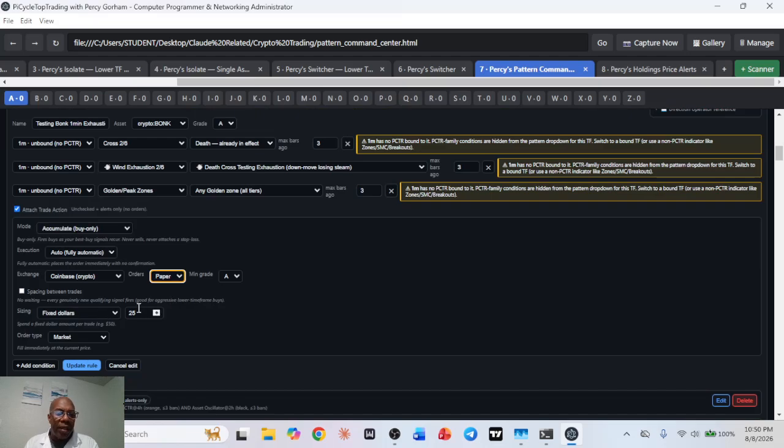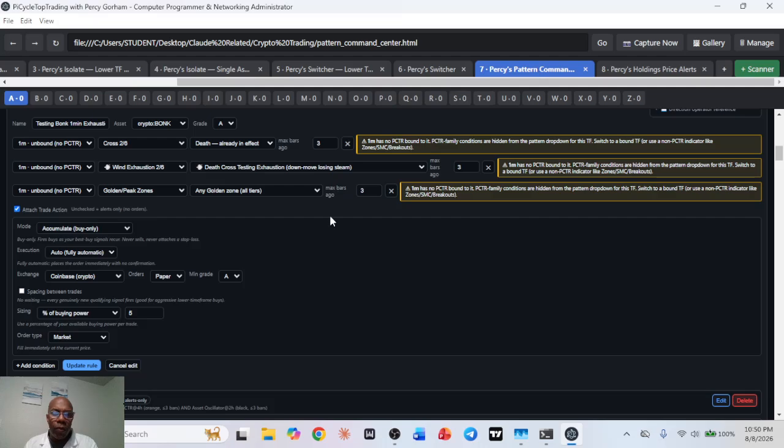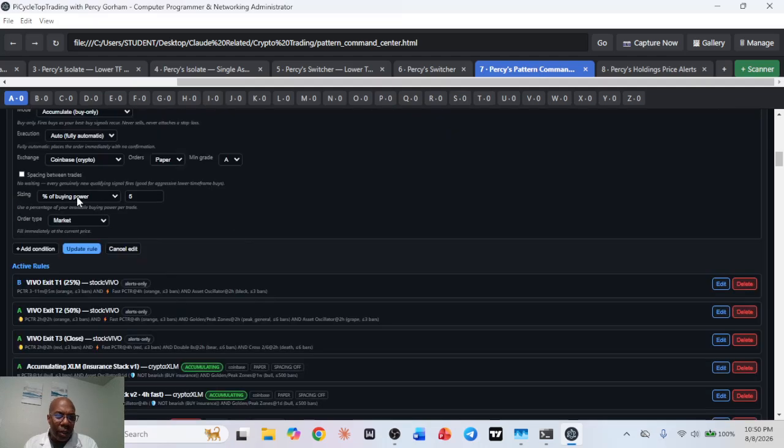Fixed dollar amount: $5, $10, $100, $200, $1,000. It depends, right? Or we can go with a percentage. You've got 500 bucks on there and you want 5% taken out every time this happens. Boom. All right. And I can set an opposite rule for the sell, as an example. Now keep in mind with the switcher, it's going to automatically put it in there, which is nice. All right. And I want to show you that in real time, but I just wanted to show you this.